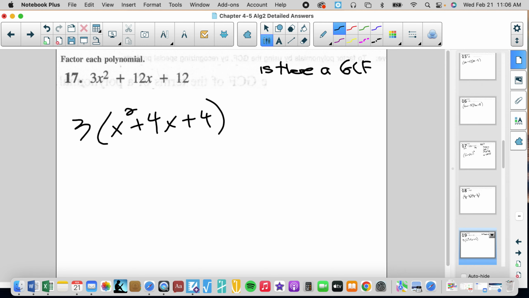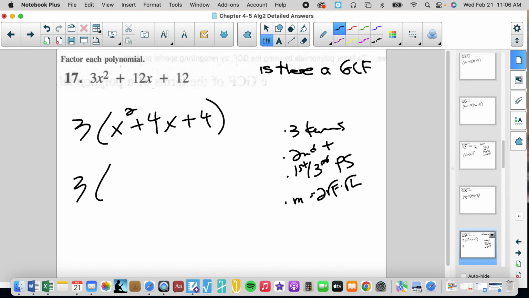And if you can't see that, then you have to do the prime factorization, find the GCF, look and see what the leftovers are. And now we look at this trinomial in the parentheses and we see 3 terms, second sign positive. Are the first and third perfect squares? And does the middle equal 2 times the square root of the first times the square root of the last? Yes. All of those are yes. So x plus 2 quantity squared. So that can be factored.